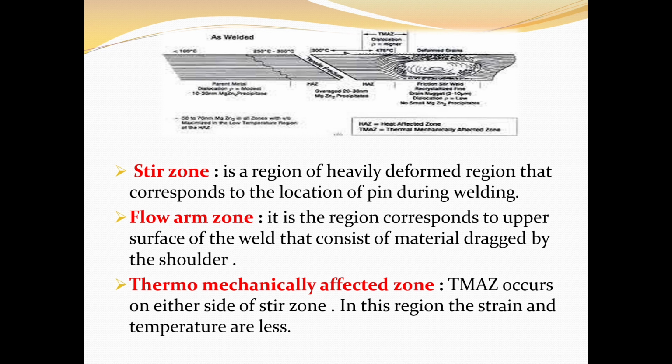Thermomechanically affected zone occurs on either side of the stir zone. In this region, the strain and the temperature are less and the effect of welding on the microstructure is correspondingly smaller. Unlike the stir zone, the microstructure is recognizably that of the parent material, but significantly deformed and rotated. Technically, thermomechanically affected zone refers to the entire deformed zone. Often it is used to describe any region not already covered by the terms stir zone and flow arm.